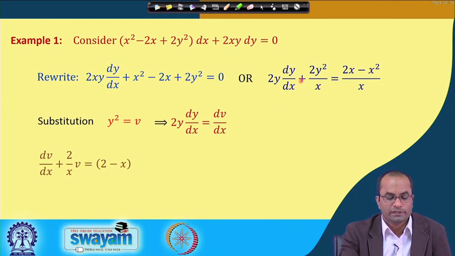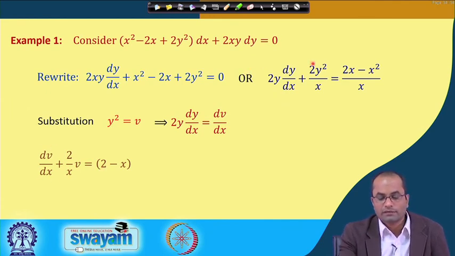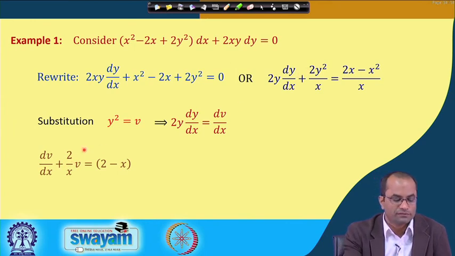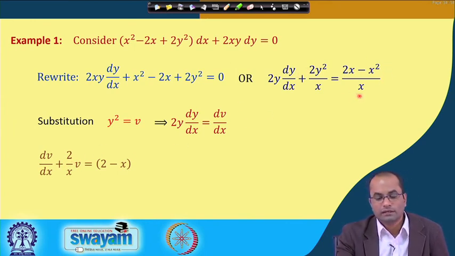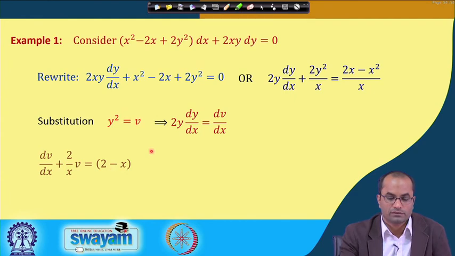So, this term will become dv over dx, then we have 2 over x times this y square, which is v, and the right hand side will be 2 minus x. So, this x when we divide, we will get 2 minus x there. So, this is the linear equation in v, and we know how to solve a linear equation in v.